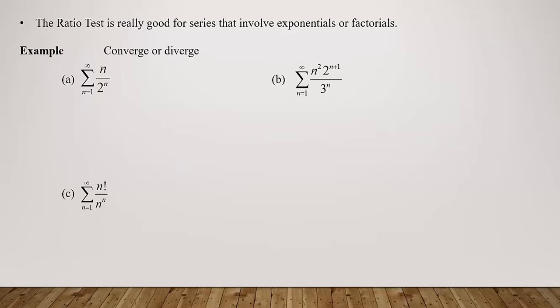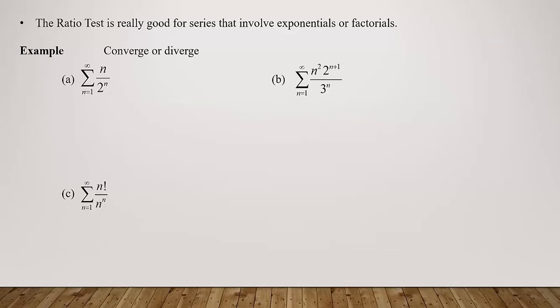Part A, the series n equals 1 to infinity, n over 2 to the n. I see an exponential there, 2 to the n. Part B, you have the series n squared times 2 to the n plus 1 over 3 to the n. So I see some exponentials there.